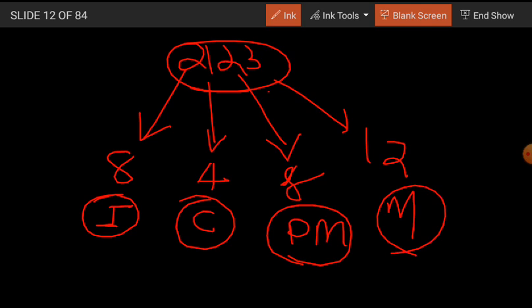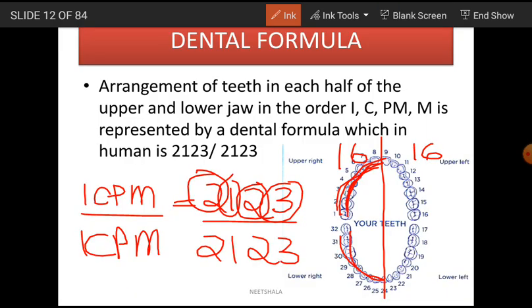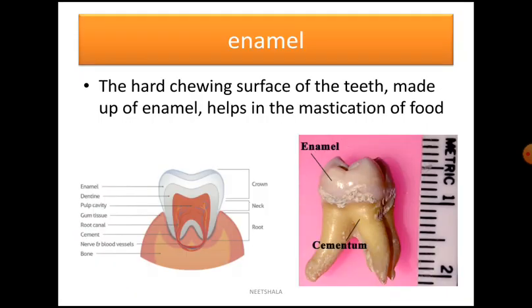Now among these 12 molars, the last 4 molars occur only after 18 years of age. That is why the last 4 are known as the wisdom teeth or the wisdom tooth. So that is the basic concept regarding human dentition. Now, let us move forward.